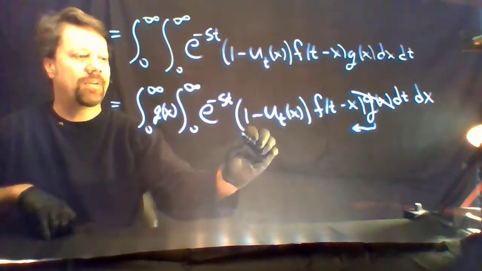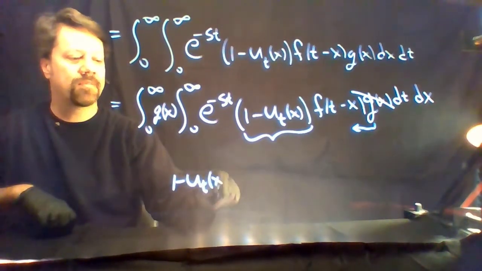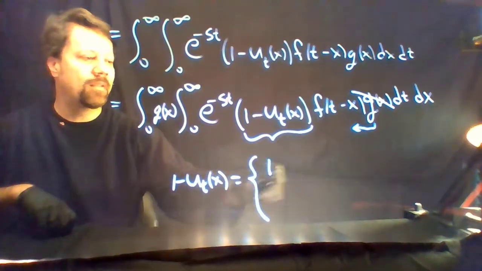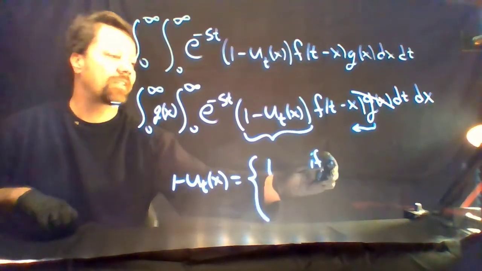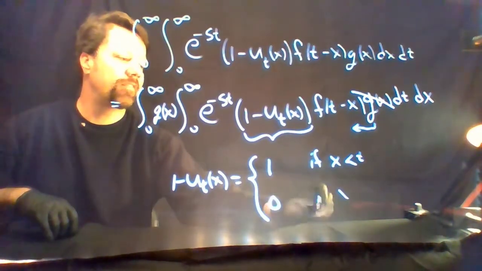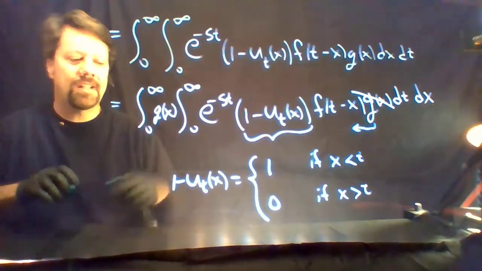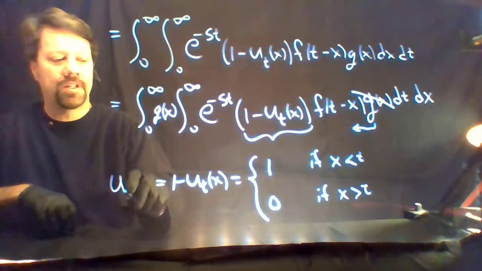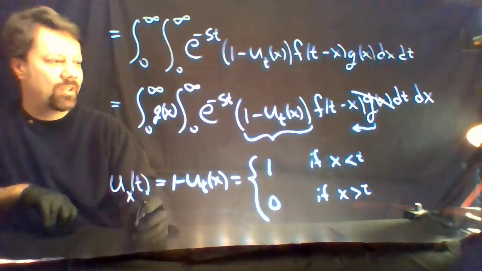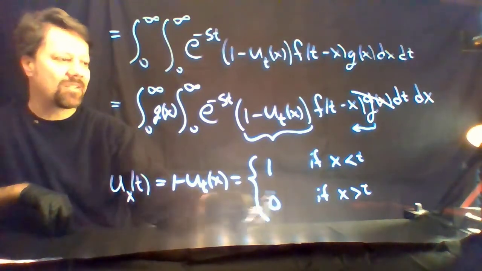In addition, I would like to analyze the function 1 minus ut of x. This is, by design, 1 if x is less than t but bigger than 0, and 0 if x is greater than t. Note that this is exactly the same function as ux of t. If t is greater than x, you get 1. If t is less than x, you get 0.